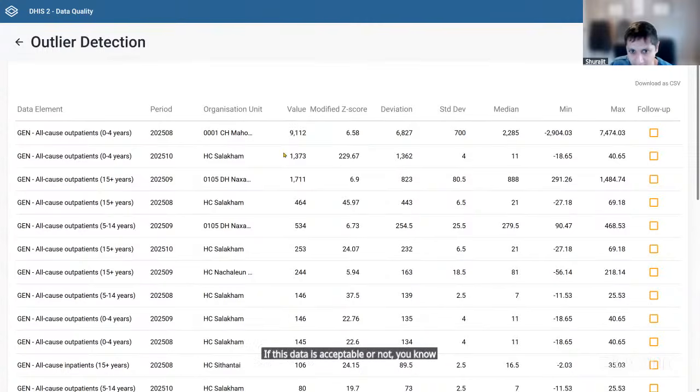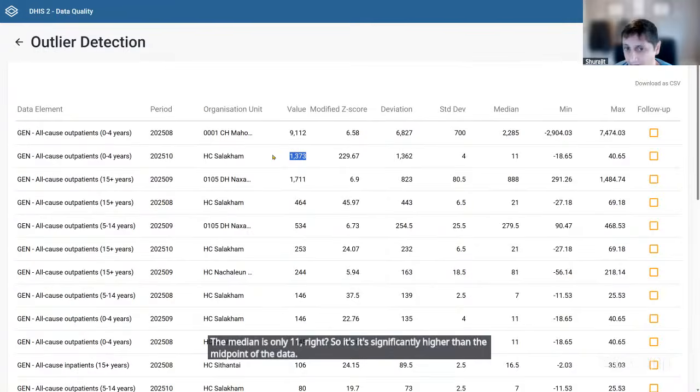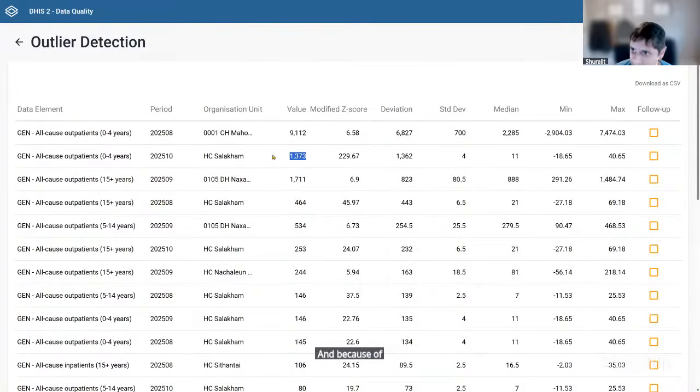Here we have another one. The value entered is 1,300. The median is only 11, right? So it's significantly higher than the midpoint of the data. And because of that, it's being identified as a potential outlier.